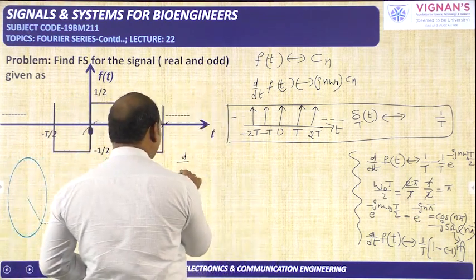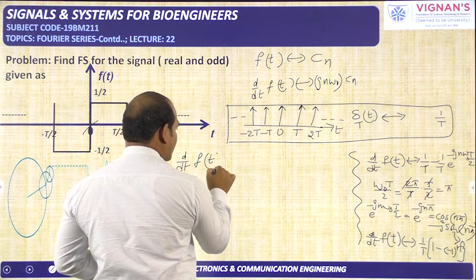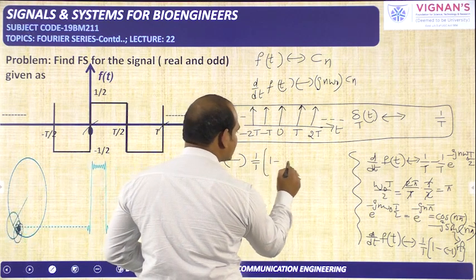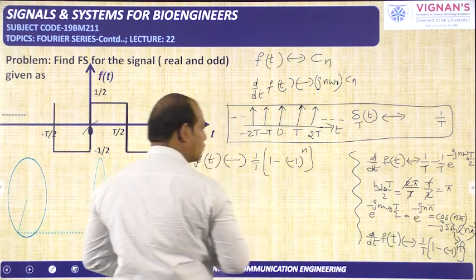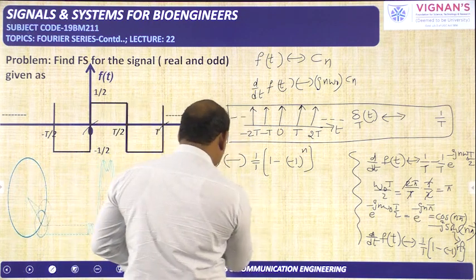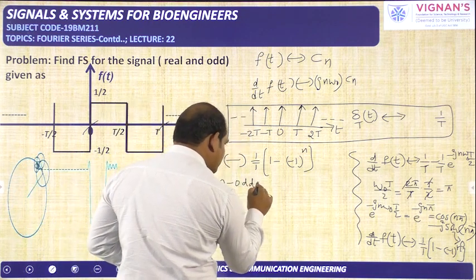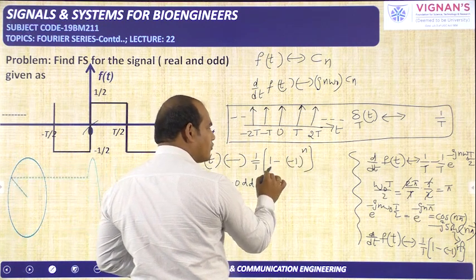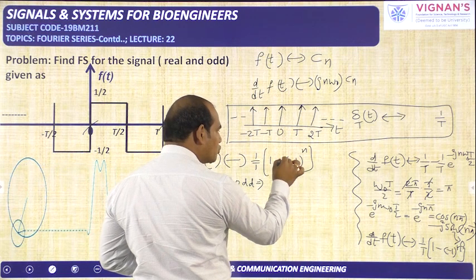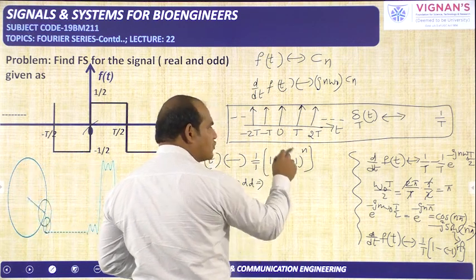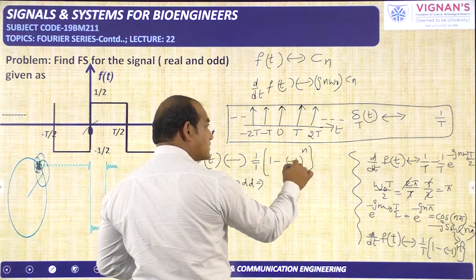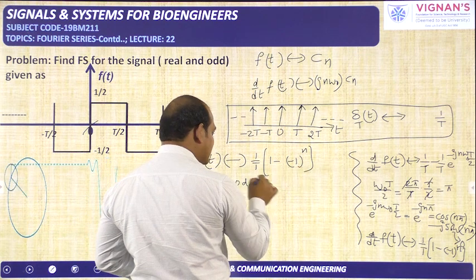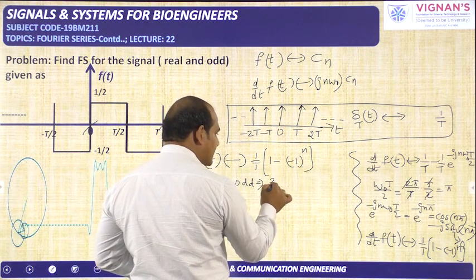So d by dt of f of t has the coefficient 1 by t into 1 minus minus 1 to the power of n. Here I am writing, if n is odd, what will happen? If n is equal to 1, this will become minus 1 only. So 1 minus of minus 1 becomes 2, that means 2 by t. If you take n equal to 3, minus 1 to the power of 3 will become minus 1. That means 1 plus 1 is 2, so 2 by t. That means whenever n is odd, it will become 2 by t.